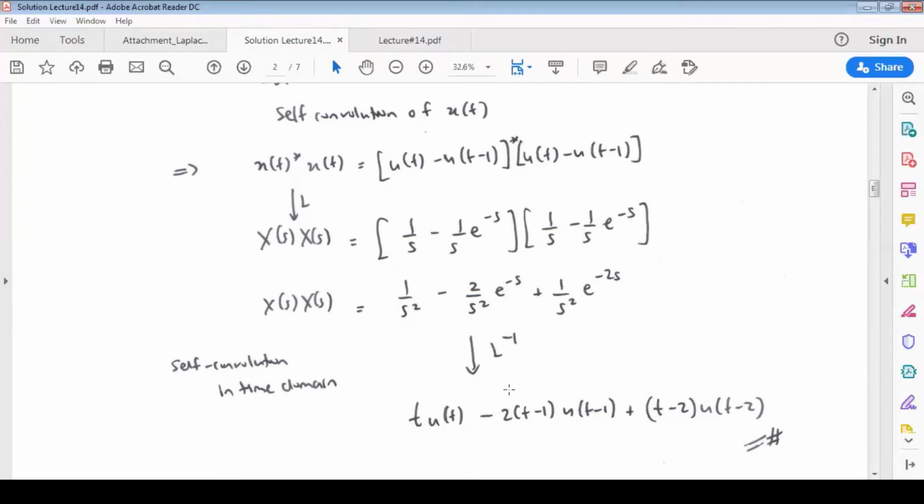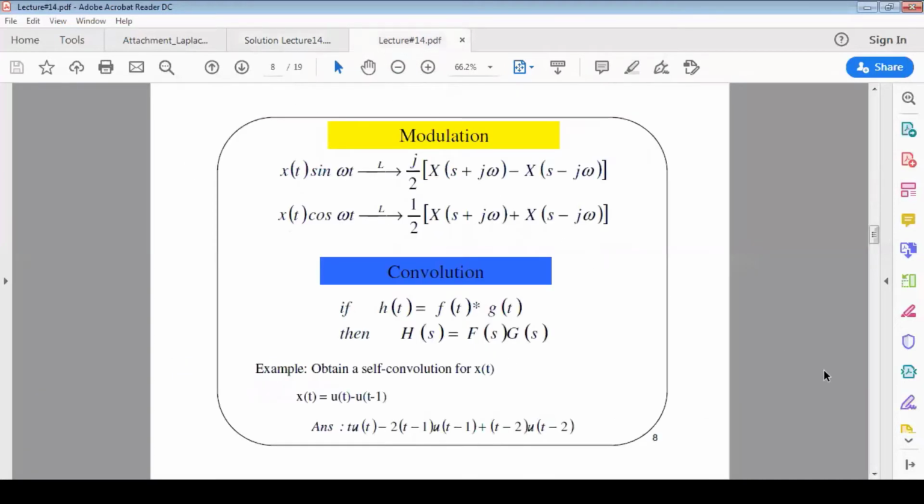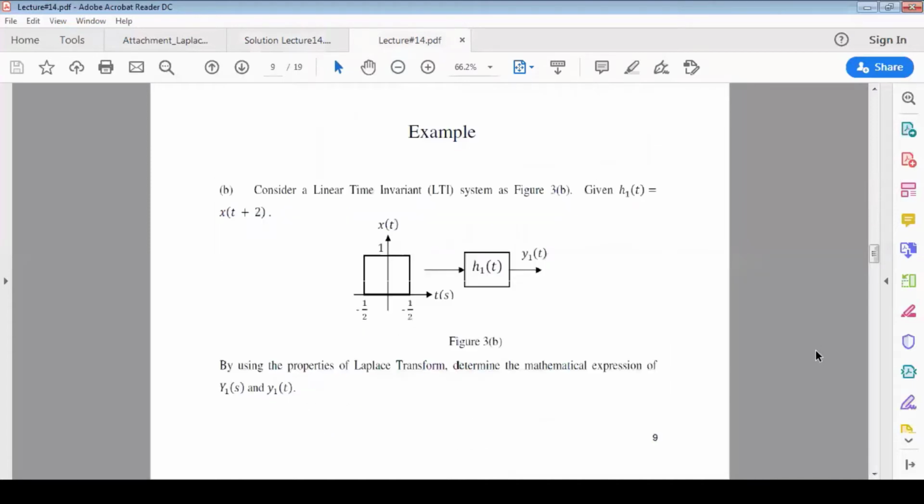Okay, I hope that you are clear about this inverse of Laplace transform. Again, if you have any question on this, kindly please contact me through WhatsApp or any medium of communication. Okay, let's proceed with the next examples.